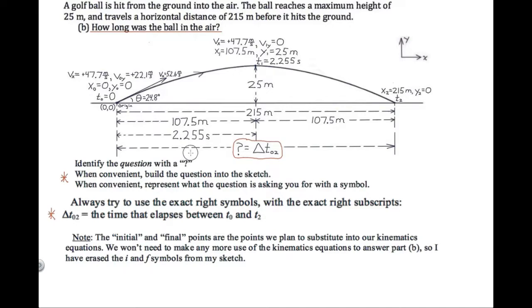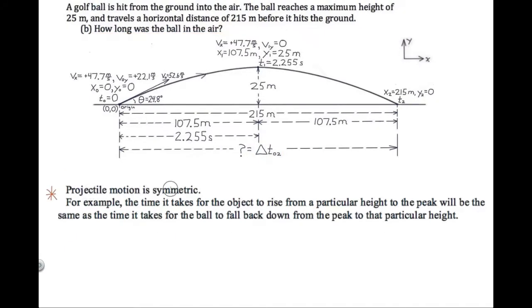I'll bet a lot of students would fall into the trap of saying that the answer for part B is 2.255 seconds. Notice that you can avoid that type of trap by making it a habit to build the question into the sketch. Projectile motion is symmetric. That means that the time it takes for the ball to rise from the ground to the peak will be the same as the time it takes for the ball to fall back down from the peak to the ground.